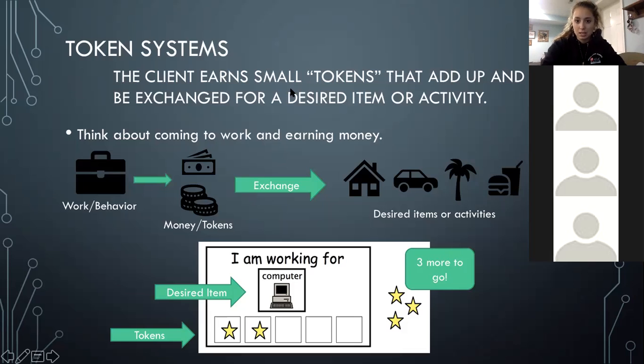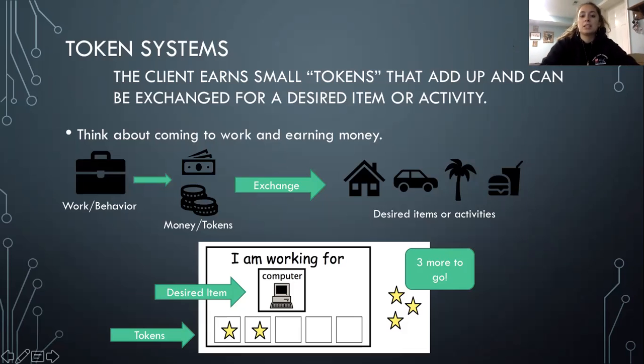Token systems. For my presentation, I'm relating this a lot to money because it's the token economy we come in contact with every single day, okay? For example, when we come to the clinic, go into homes, and we're implementing all these procedures, we are working, and we are doing so that we can earn tokens.